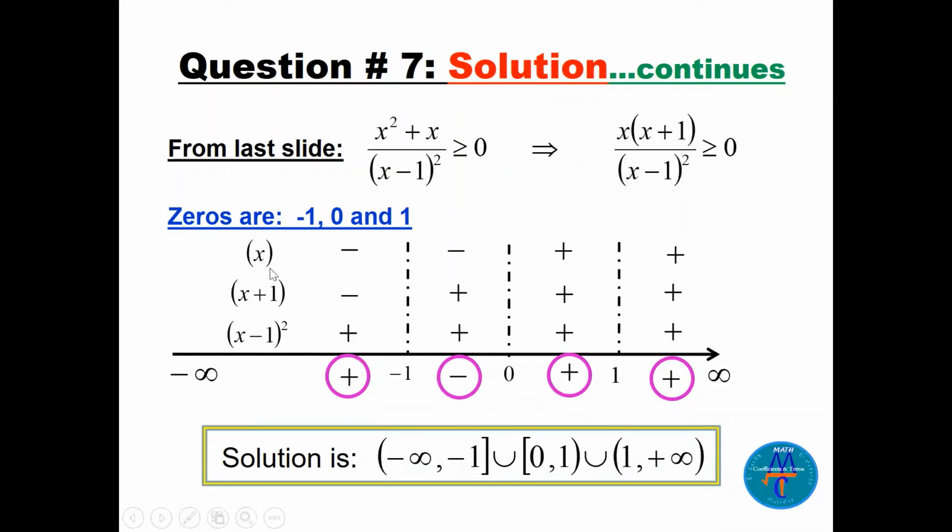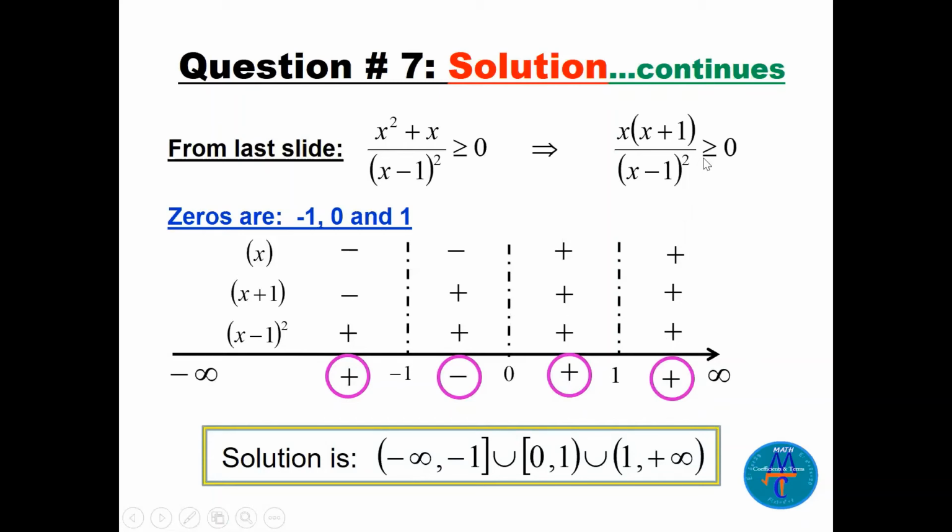Now, the other factors, x and x plus 1, change from pluses to minuses according to the number we choose. So let's say minus 10 here. That will be minus and minus. Between minus 1 and 0, I take minus half. So that's minus and plus. Between 0 and 1, I take half. And this is also greater than 1. So look at the table now. If you multiply and divide, you get plus here for the result. That's a minus, that's a plus, that's a plus.